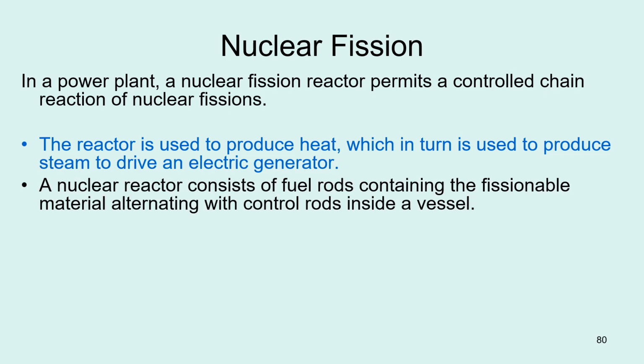A nuclear reactor consists of fuel rods that have the fissionable material, and then also control rods which don't have the fissionable material. And in fact, a lot of times the control rods have ways to absorb some of the energy or the nuclear reaction to try to control it in case it gets out of hand.